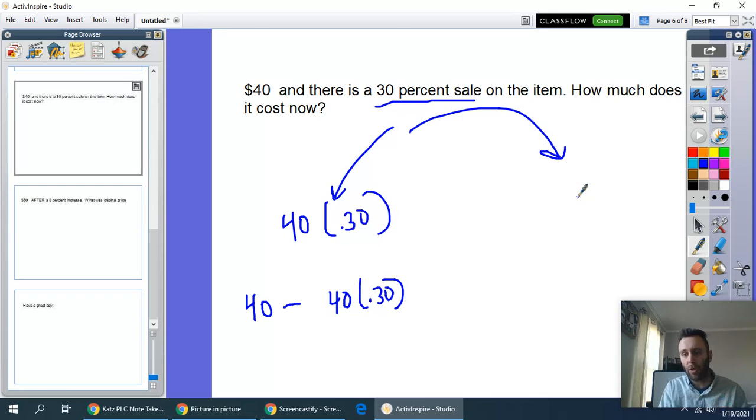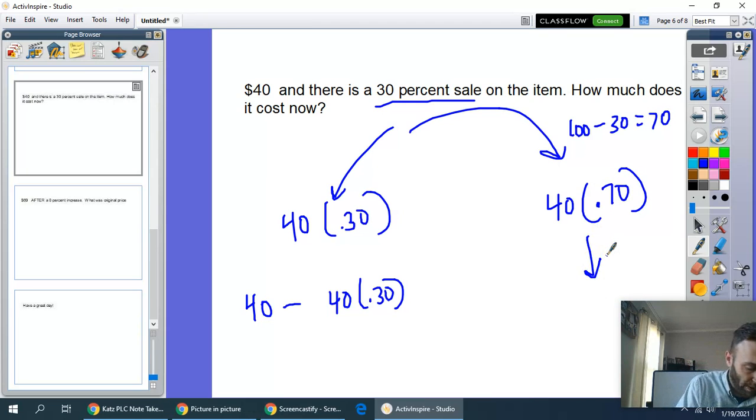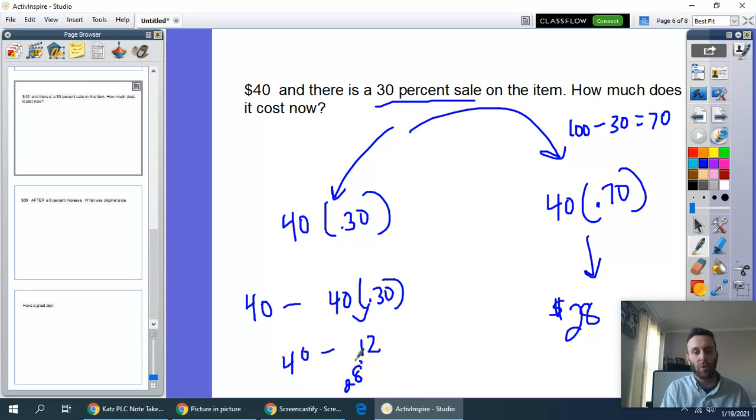I like to think if something is 30% off of the price, that means that you're only going to be paying 100% minus 30%. You're only paying 70% of it. So if you do $40 times 0.70, you're going to get the final price, which would be $28. And if you did 40 minus 40 times 0.30, 40 times 0.30 is actually $12. And when you do 40 minus the $12, you'll still get that $28. So it's a matter of if you want to take off the percentage in the beginning or take off the price at the end. You still get the same answer.